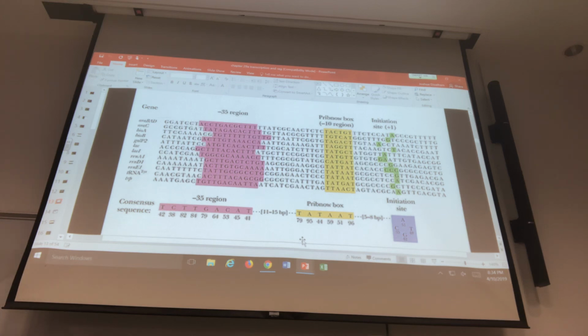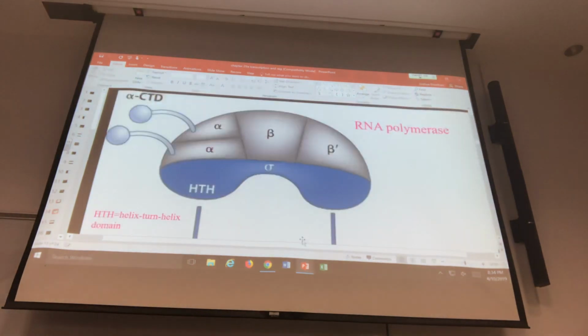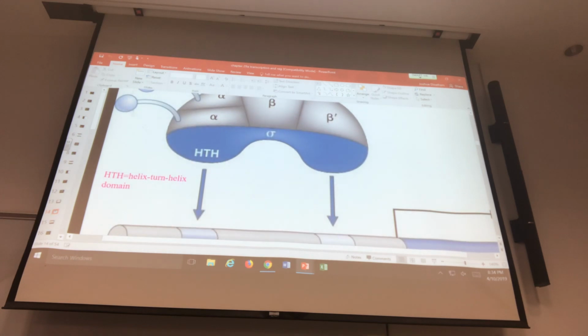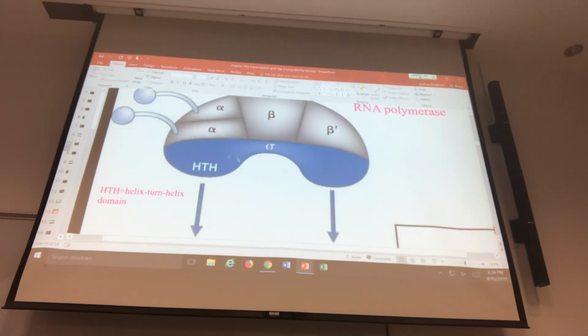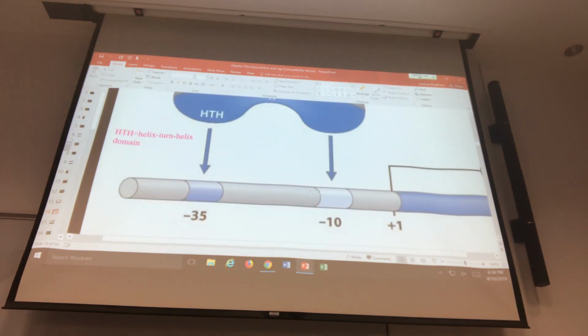Yes? Will the consensus sequence be given to you? Yes, they will give you the consensus sequence, so don't worry about memorizing it. Yes? Does the promoter bind the sigma subunit? The sigma subunit is, let me get a picture for you here. The sigma subunit is on RNA polymerase, so it's actually part of the enzyme, and it will bind to your consensus sequences on the actual DNA.